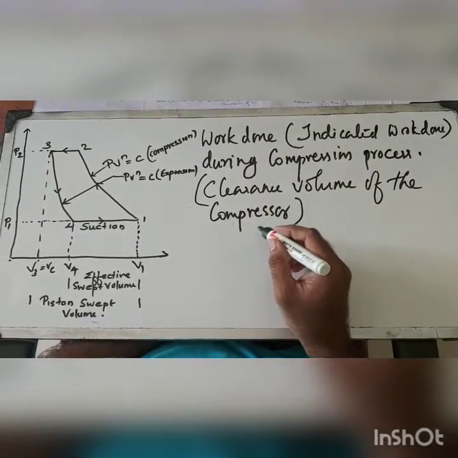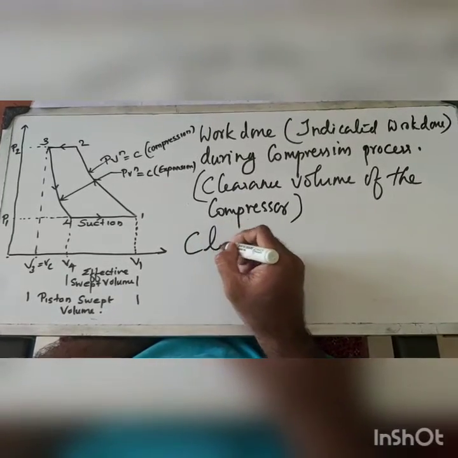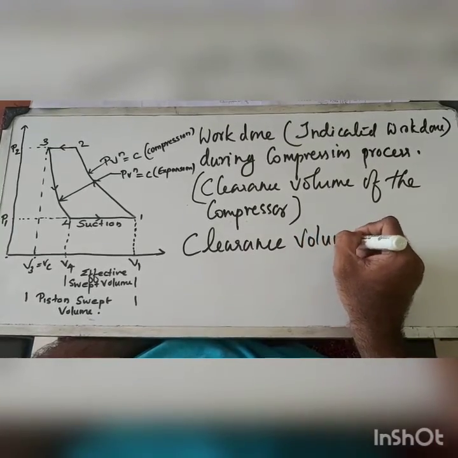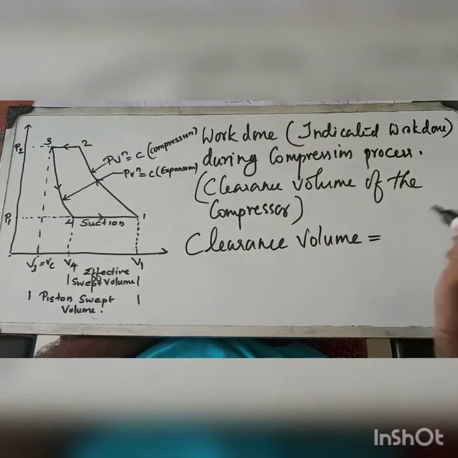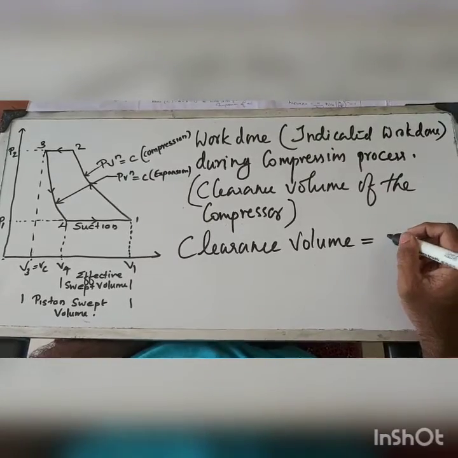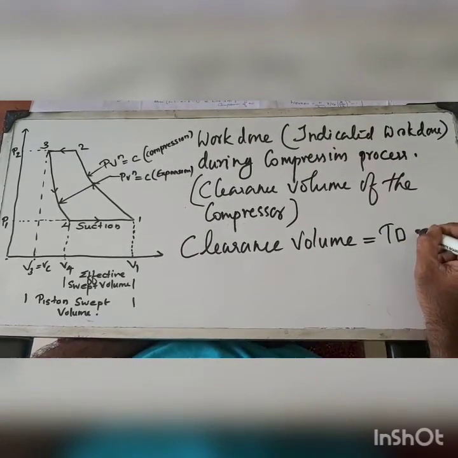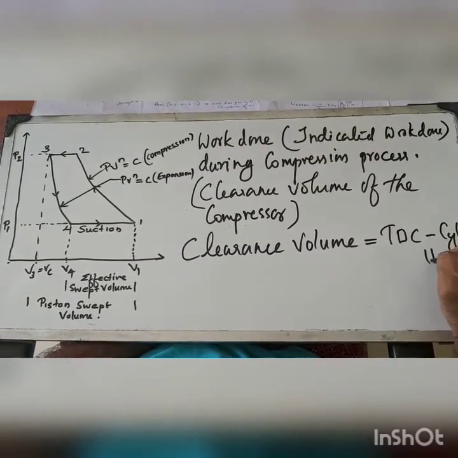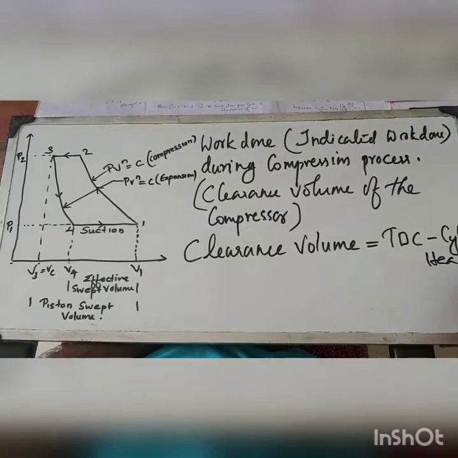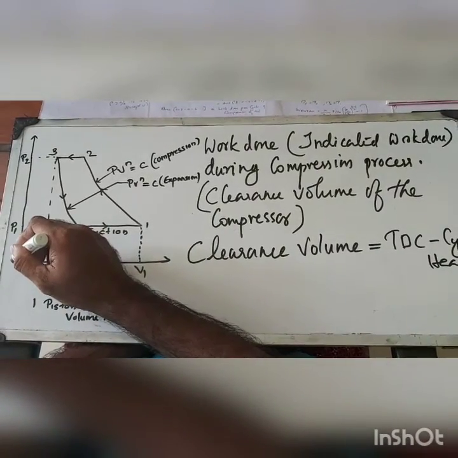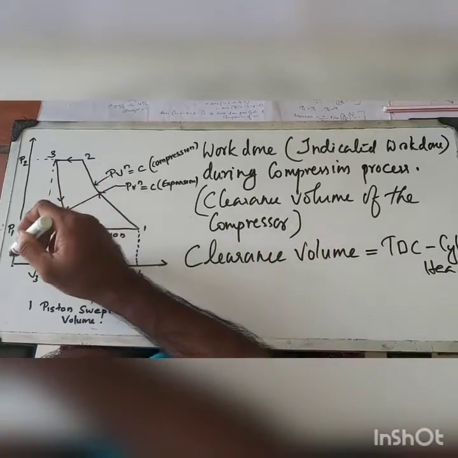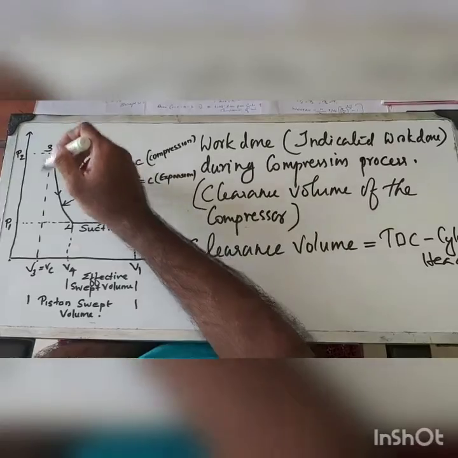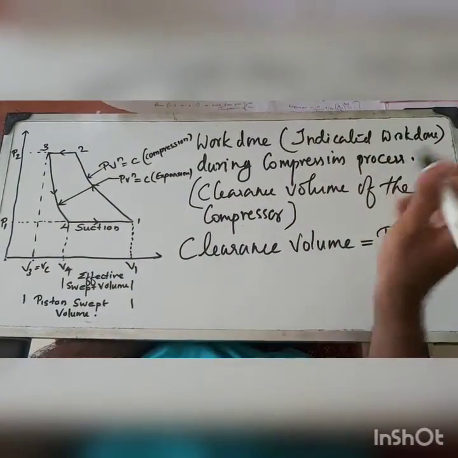Clearance volume means... what is clearance volume? It is the space between top dead center and the cylinder head. In PV diagram, it is the space between the left portion of the PV diagram and the point 3. This is known as clearance volume.